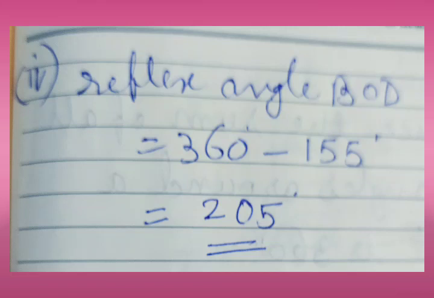Now next, reflex angle BOD. Reflex means what? You have to subtract that angle from 360 degree. So 360 minus 155, this is equal to 205. Why 155? Because the value of BOD is 155.